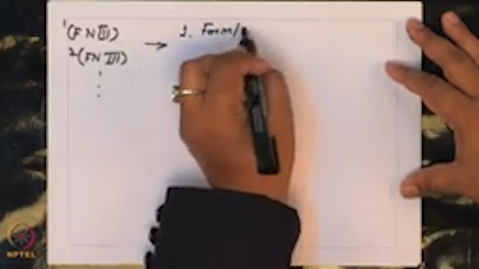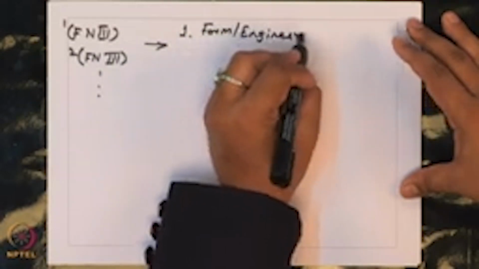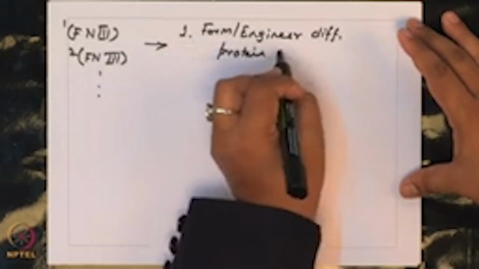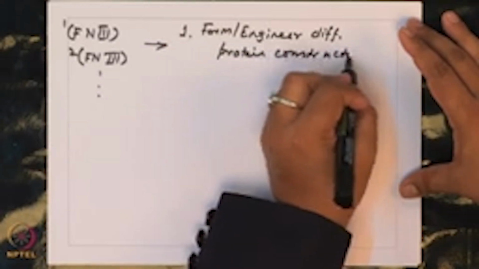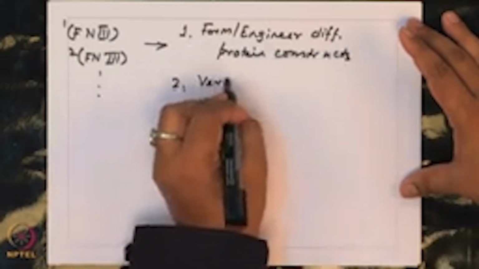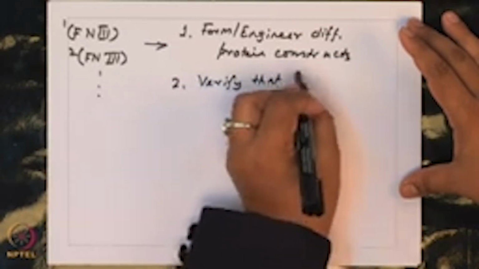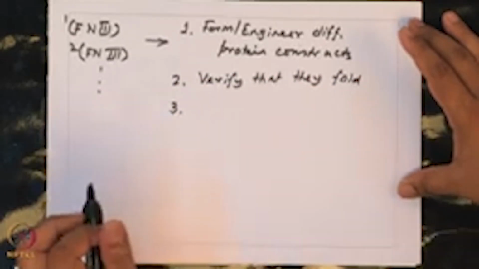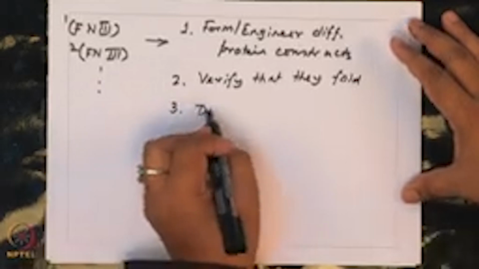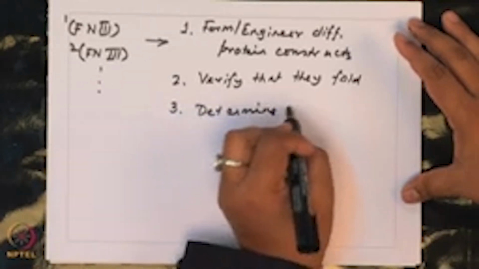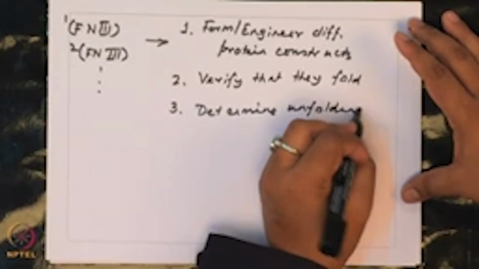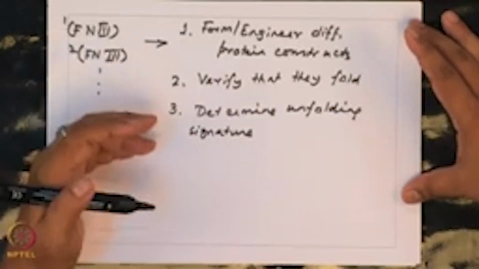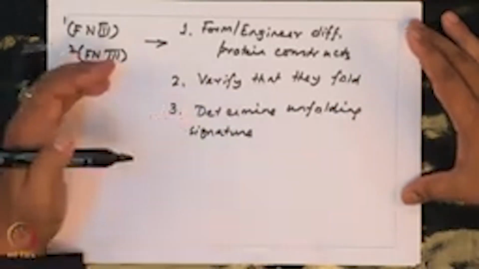If I were to again write down the strategy: form or engineer different protein constructs, verify that they fold, and then determine the unfolding signature. This way you would be in a position to map the forces for each peak.